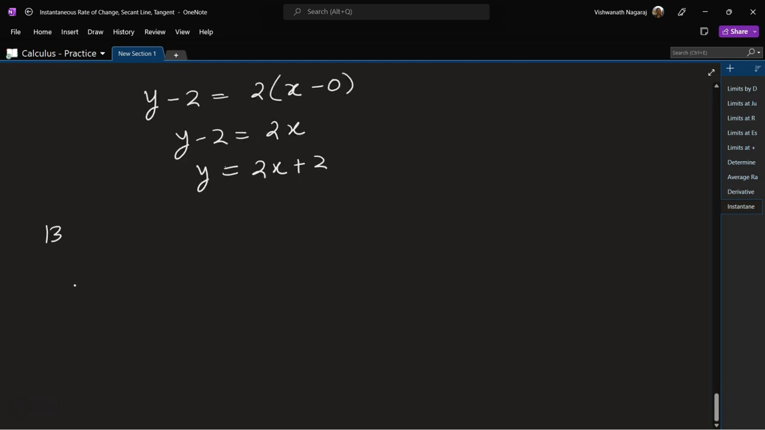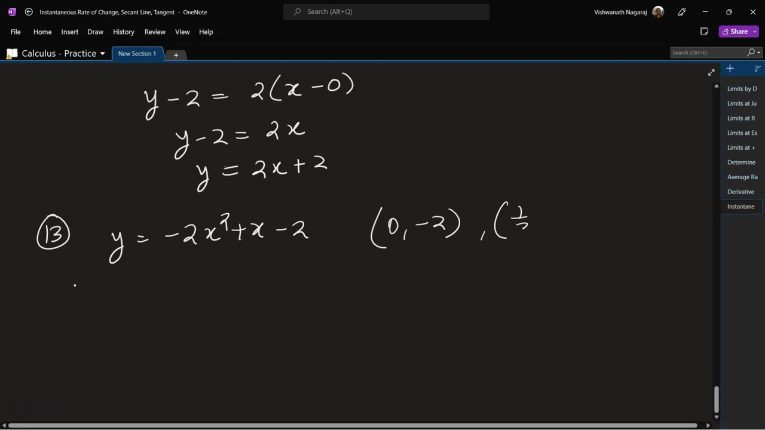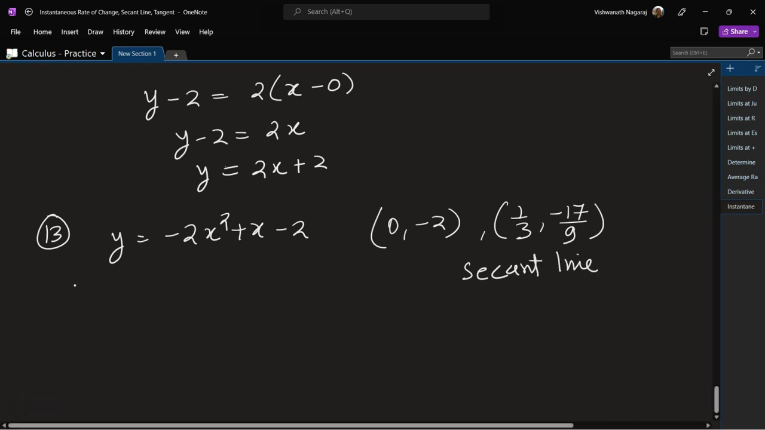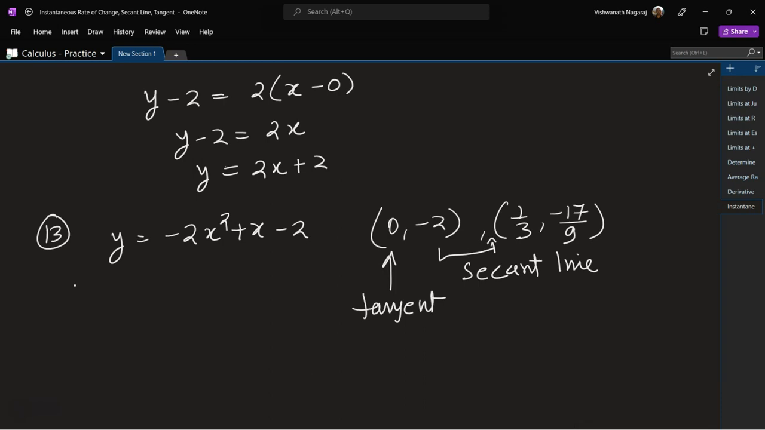Okay, now let's complicate this a little bit further. In the sense, we have a curve or a function minus 2x square plus x minus 2, and we are given 2 points, 0 comma minus 2 and 1 by 3 comma minus 17 by 9. What we have to do is find the secant line between these 2 points and the tangent line at this point. So secant line between these 2 points and tangent line on this point.